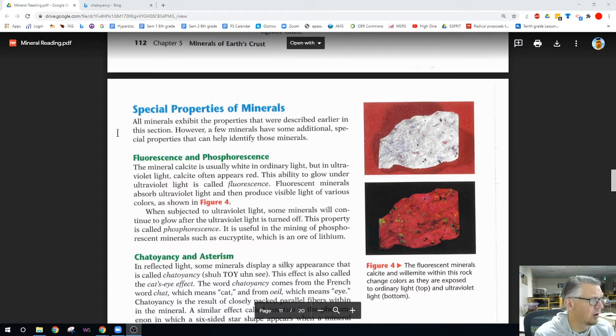When subjected to ultraviolet light, some minerals will continue to glow after the ultraviolet light has been turned off. This property is called phosphorescence. It is useful in mining of phosphorescent minerals such as eucryptite, which is an ore of lithium.